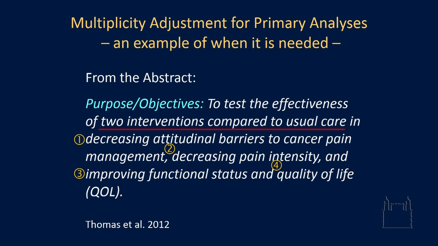You're going to say, what's wrong? There's nothing wrong about it. There's nothing wrong about it. The only thing you have to make sure is when you have 12 primary hypotheses is that you do a multiplicity adjustment.